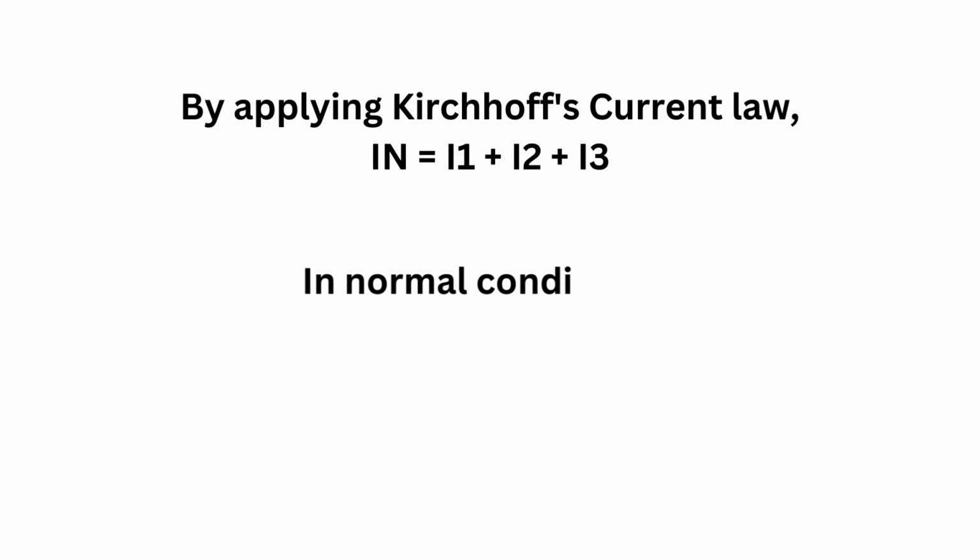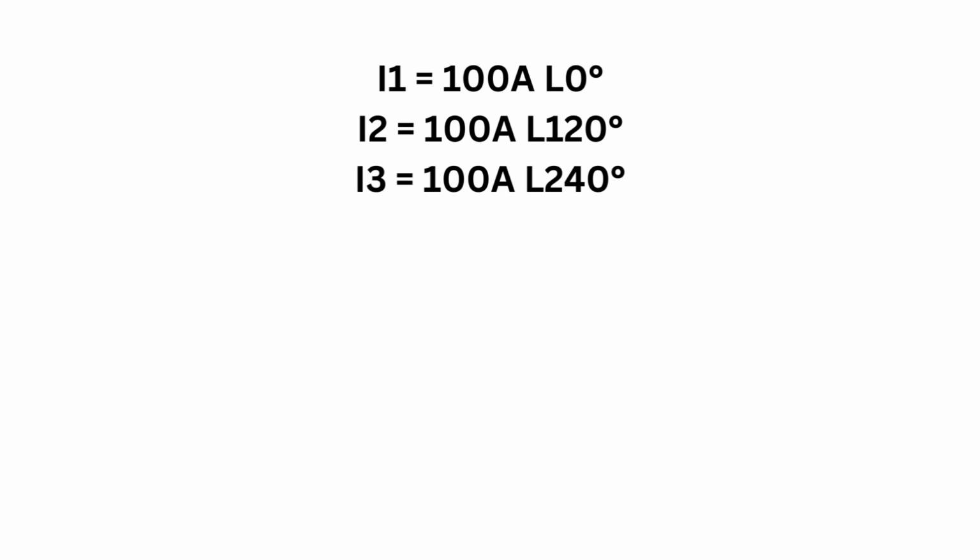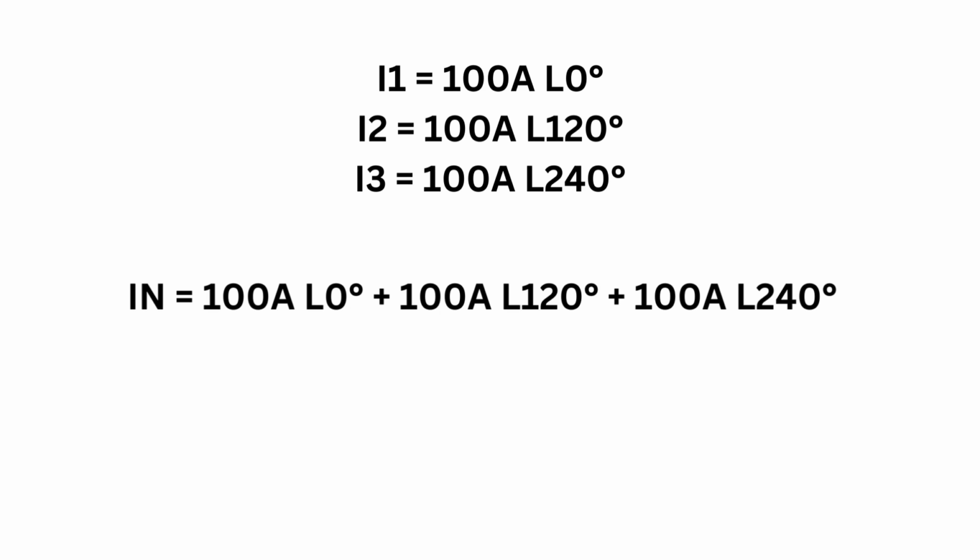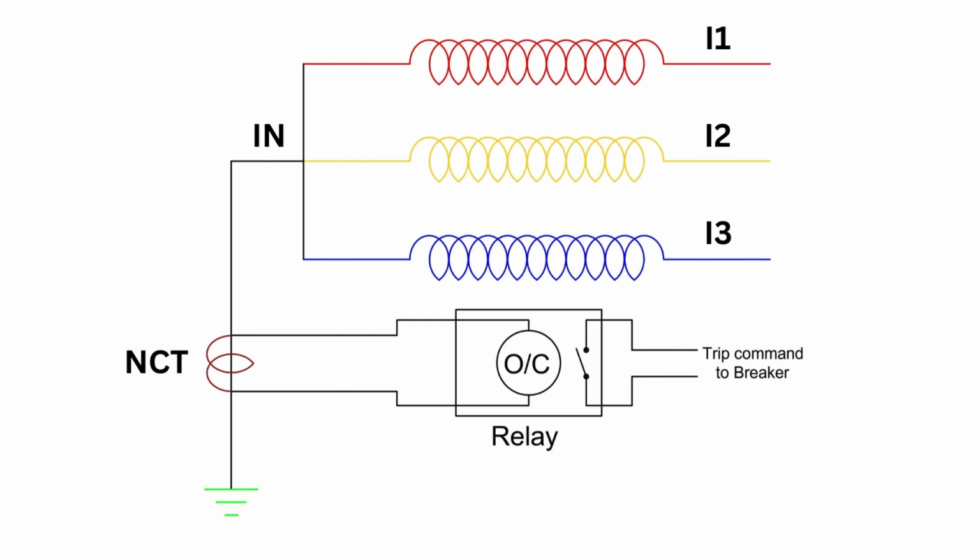In normal conditions, the magnitude of the current in all the phases is the same, but they are 120 degrees apart from each other. For instance, if the current in the R phase is 100 amps at 0 degrees, the Y phase is 100 amps at 120 degrees, and the B phase is 100 amps at 240 degrees, then IN will be the vector sum of all these currents, which equals 0.